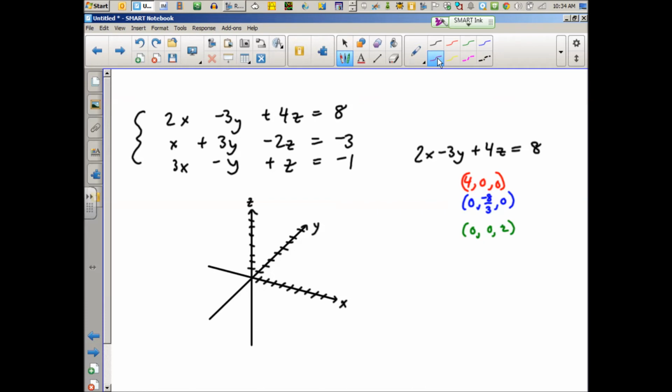Okay, so I need to plot the point 4, 0, 0. 0, negative 8 thirds, 0. That's like 2 1/3. So like right about here. And 0, 0, 2. Okay, so what you're looking at here is a triangle, of course. But it actually represents the whole plane.